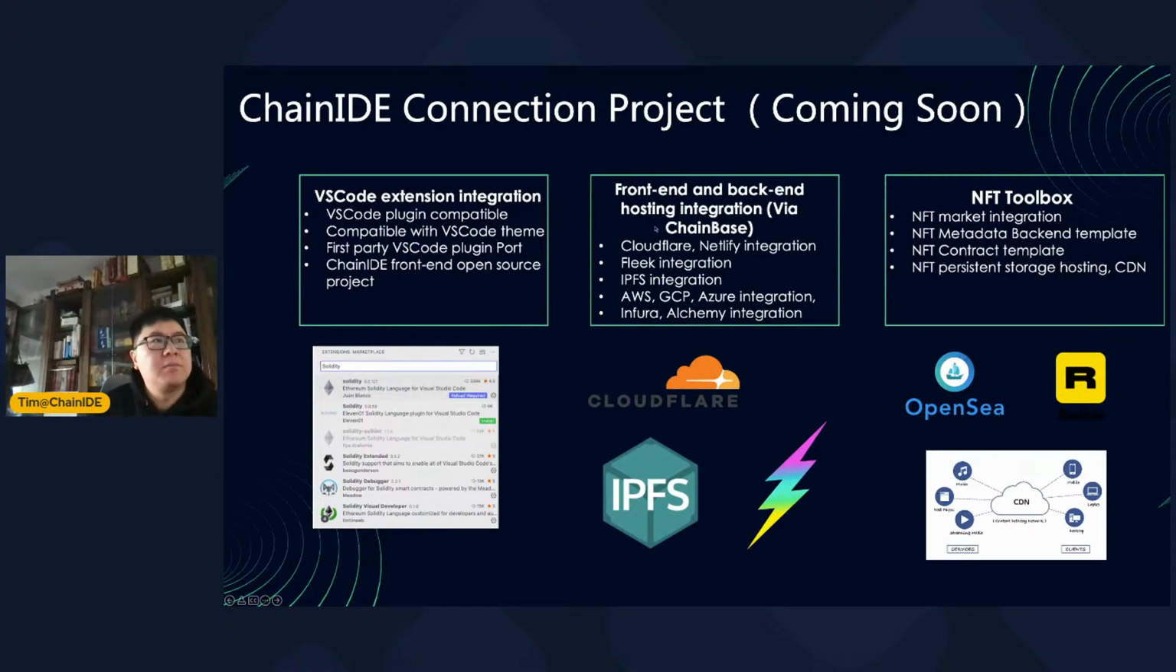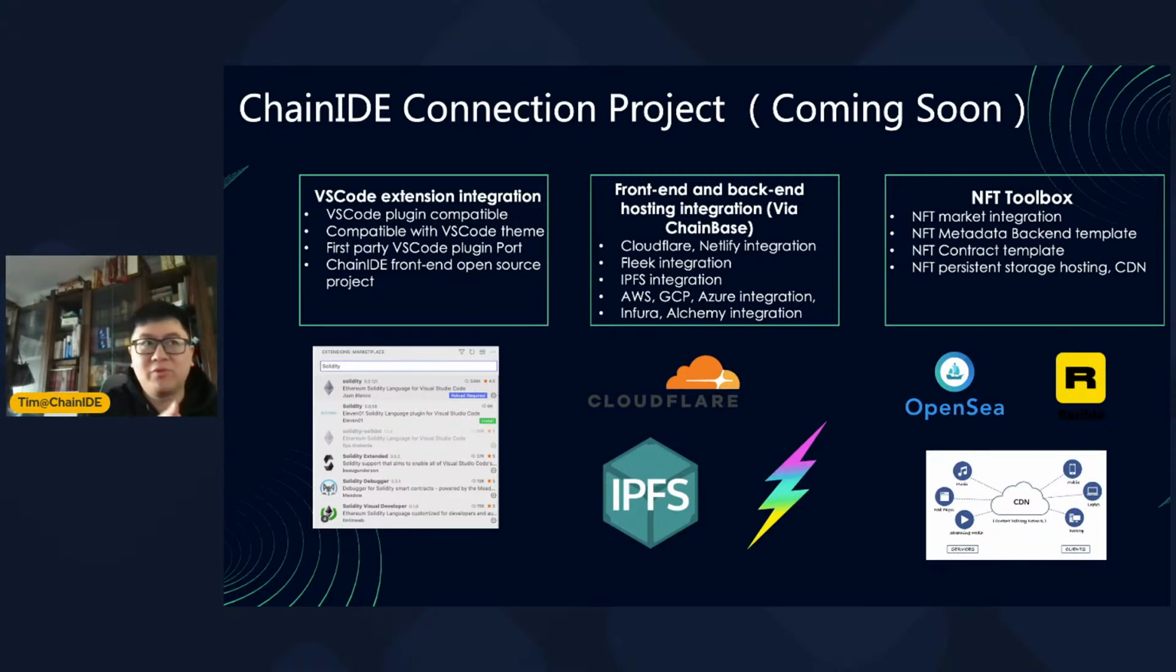And also front end and back end hosting integration via Chainbase. So we are connecting ChainIDE with another product we are developing, which is Chainbase. Currently Chainbase is only for our internal and our partners' usage, but we are already hosting several dApps in Chainbase. So later, once you finish your development in ChainIDE, you can just directly deploy it into Chainbase, and then your project is online, it's launched. So it's just one click.